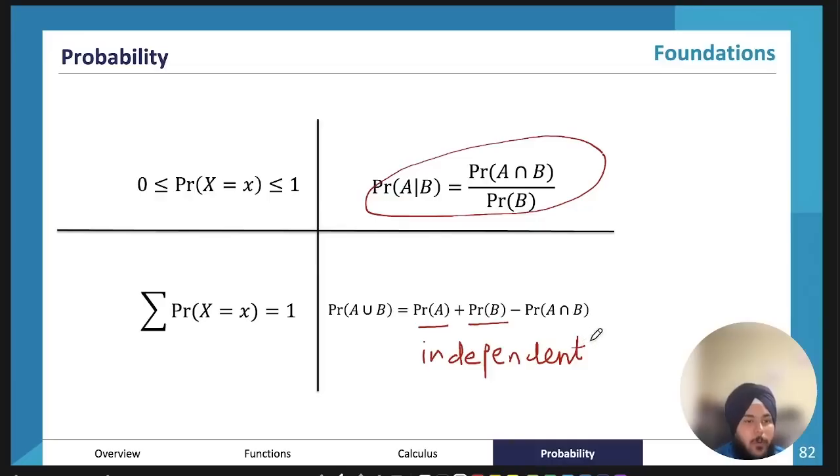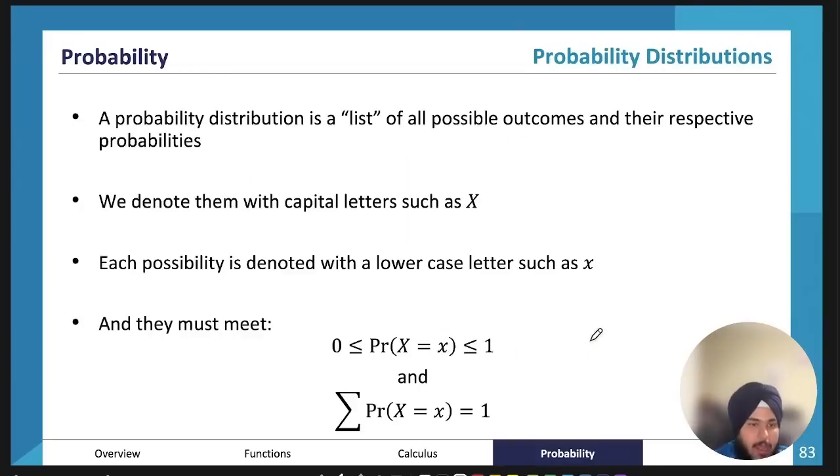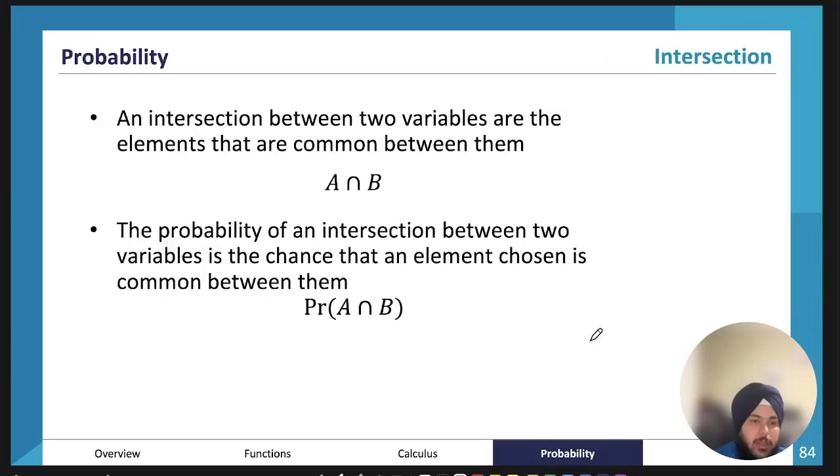Independent outcomes. Okay, so just looking at the intersection quickly. The intersection is basically the number of... let's say we have event A being even numbers on a dice, event B being the first 3 numbers. The intersection is essentially what outcomes or what elements actually satisfy both of those scenarios.